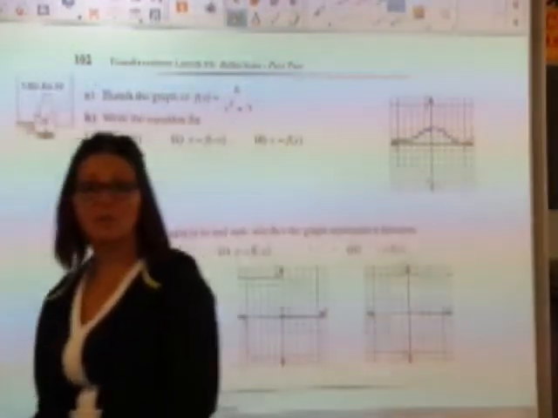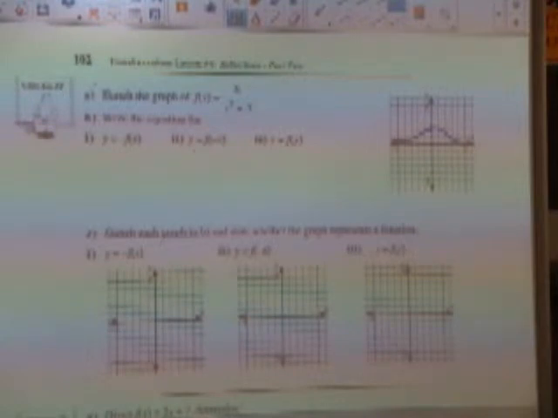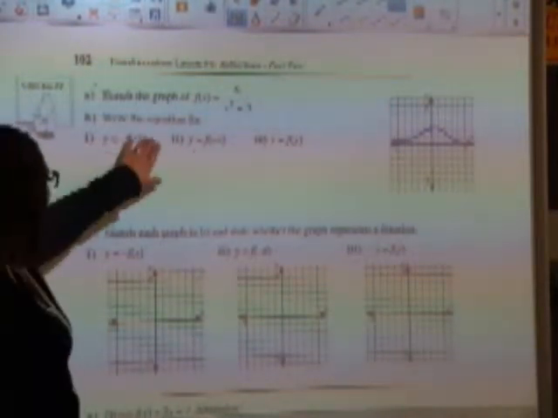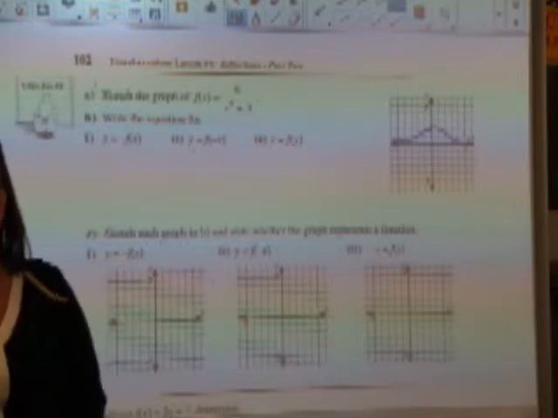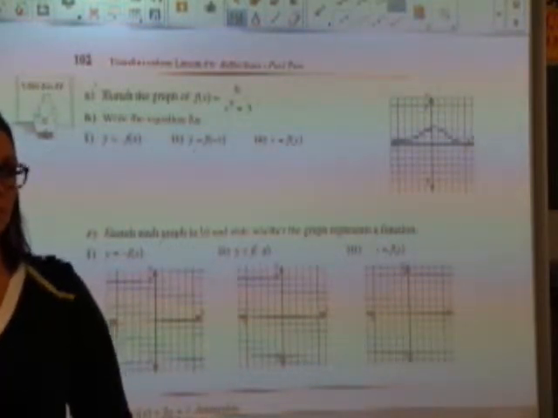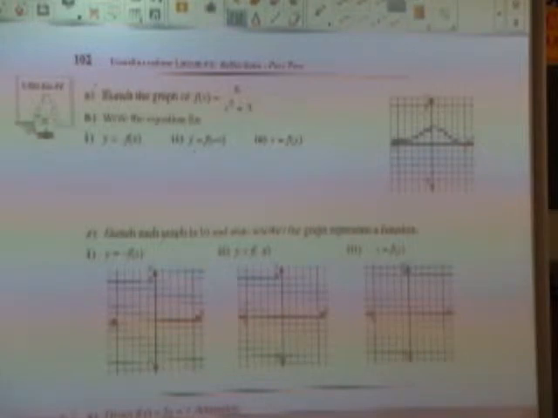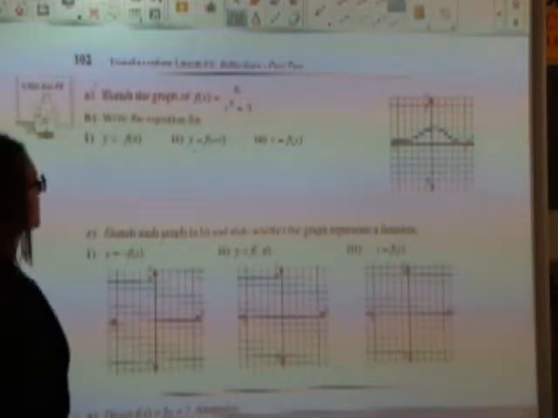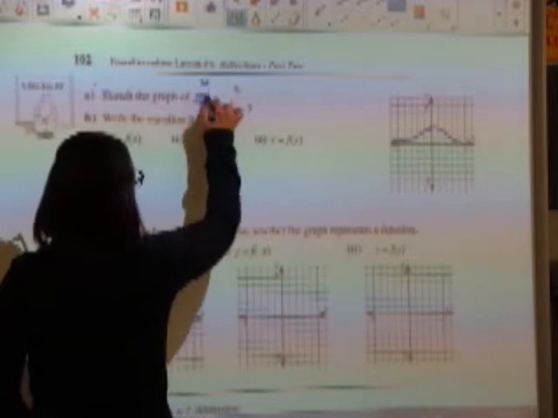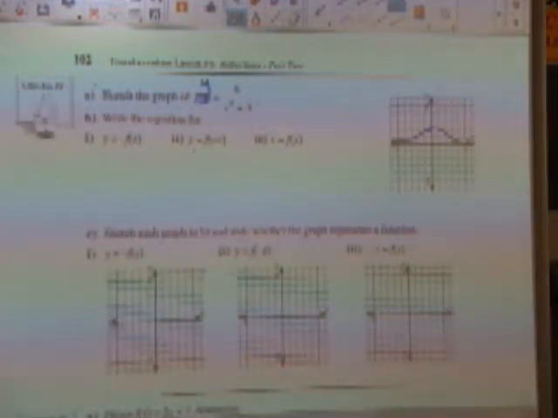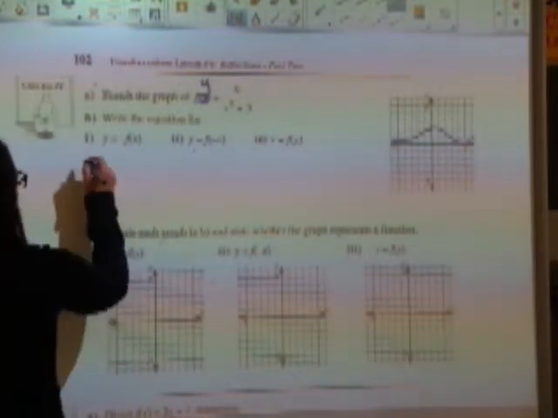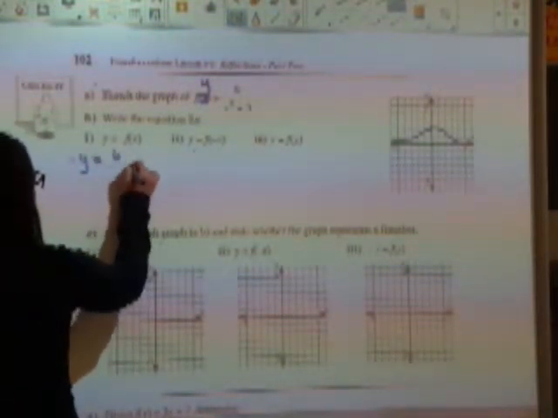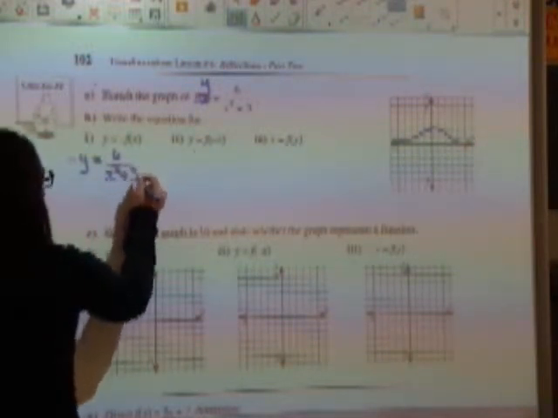So question B asks us to write an equation for each of the following. What am I doing with y equals negative f of x? Changing the y coordinates. I can think of this as a y equals. So my replacement in this equation is what? What am I replacing? Y with a negative y. So I would get negative y equals 6 over x squared plus 3.